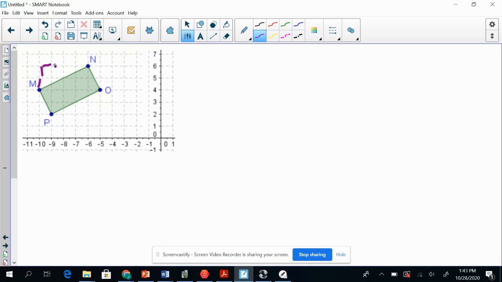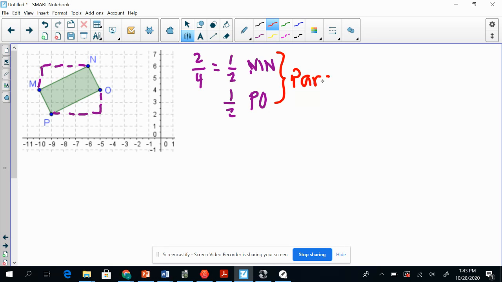So rise 2, run 4. So rise 2, run 4. It's a positive line, so that's 1/2. This is also 1, 2, 3, 4. Rise 2, run 4. Positive line as well. So MN is 1/2. And then so is PO. Is also 1/2. So this proves parallel because they're the same slope. So we know we can mark this of that nature.